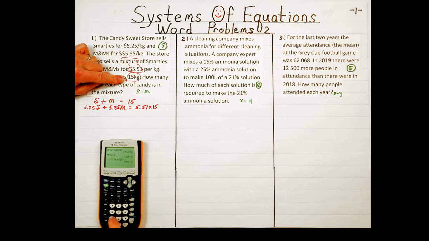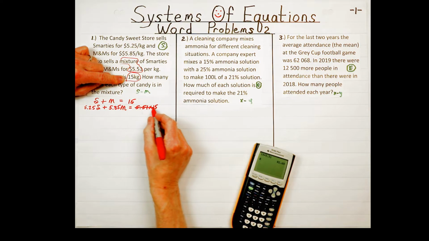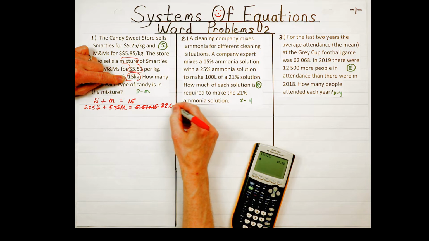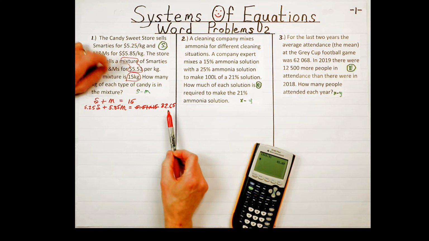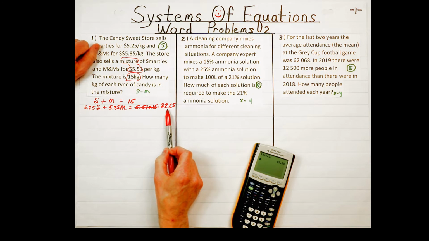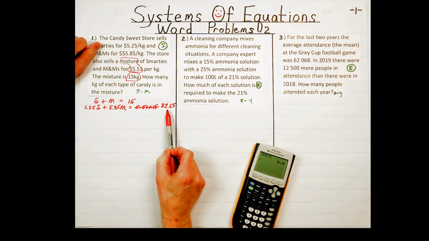I'm going to use my calculator today because I don't want to make careless mistakes. So 15 times $5.51 gives us 82.65. Now, isn't that a more reasonable number to put in here as opposed to $5.51? Because 82.65 represents the 15 kilograms.